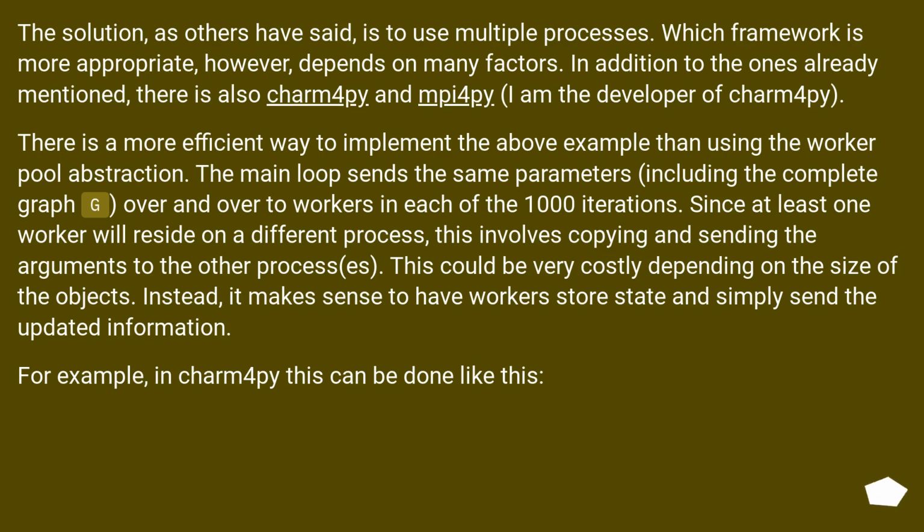The main loop sends the same parameters, including the complete graph G, over and over to workers in each of the 1000 iterations. Since at least one worker will reside on a different process, this involves copying and sending the arguments to the other process. This could be very costly depending on the size of the objects. Instead, it makes sense to have workers store state, and simply send the updated information. For example, in Charm4Py this can be done like this.